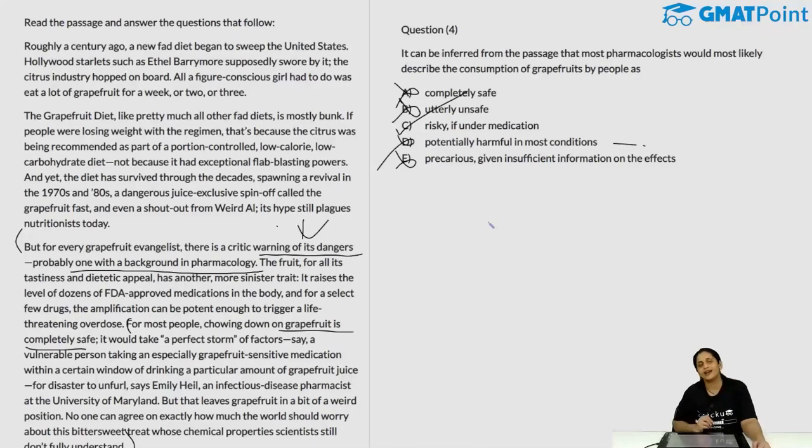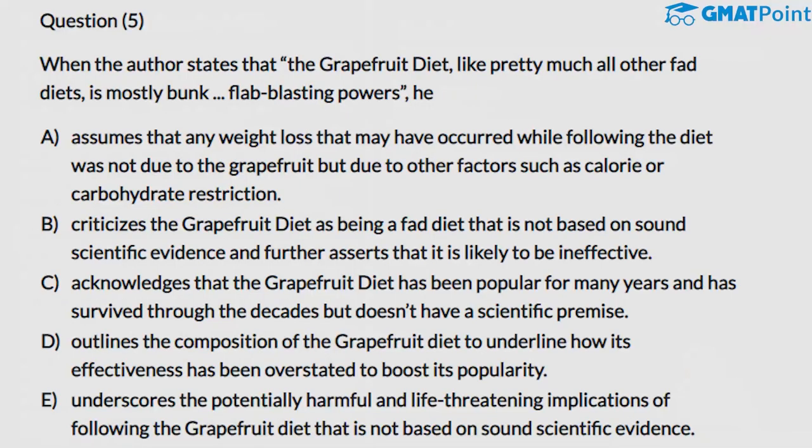So D and E disproportionately state the risk of eating a grapefruit. The risk is only under a very small set of conditions for a small set of cases. It is not a widespread risk. So D and E also can be eliminated. Only C is the right answer.